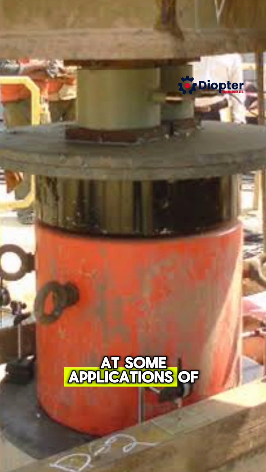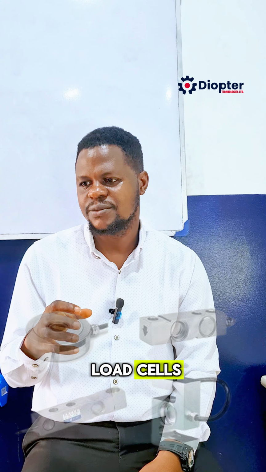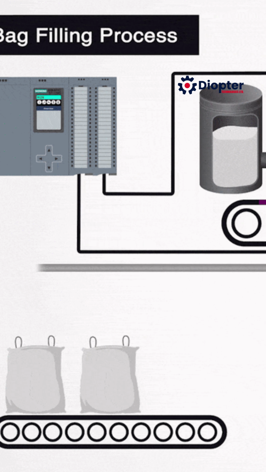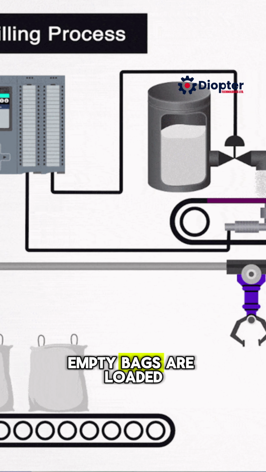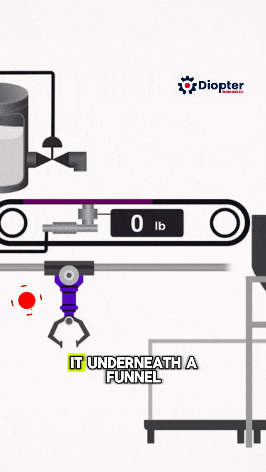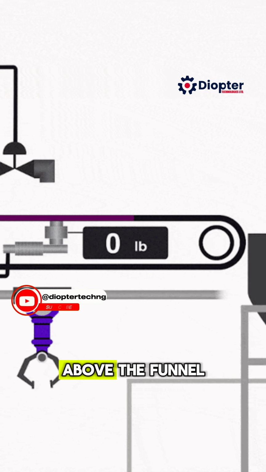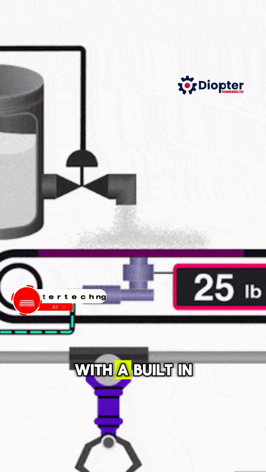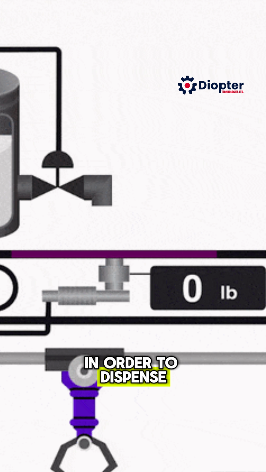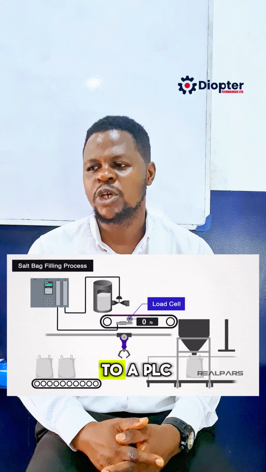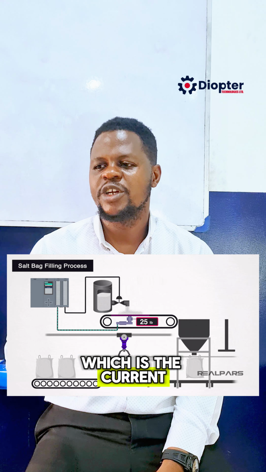Now let us look at some applications of load cells. Let us use a rice bag filling process. In this application, empty bags are loaded into a machine whose arms will swing down and pick up an empty bag and place it underneath a funnel. Above the funnel, there's a fuel bin that will dispense rice onto a conveyor belt with a built-in load cell in order to dispense the correct amount of rice into the bags. As the fuel bin is dispensing rice, the load cell is giving an analog input to a PLC, which is the current weight on the load cell.